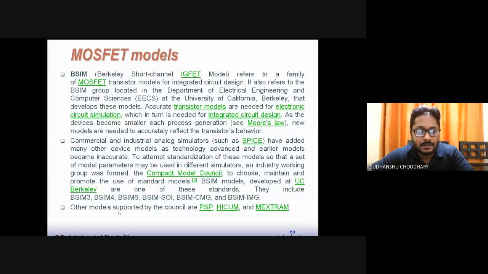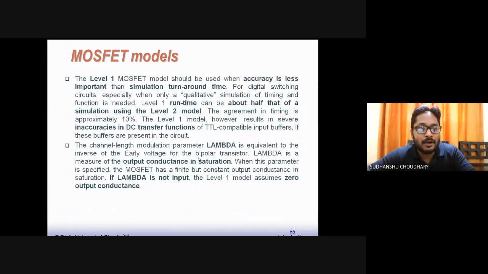Then there are some other models also which are supported by some other councils, for example PSP, HICUM and MAXTRAM. These are other councils very similar to the Compact Model Council. They also have given models for devices for SPICE simulations. Okay. Now what are level 1 and level 2? What is the difference between these MOSFET models?